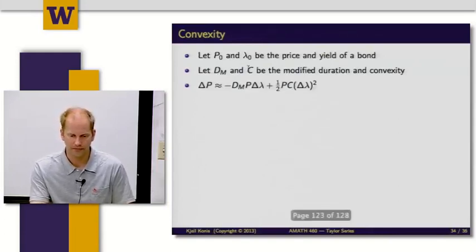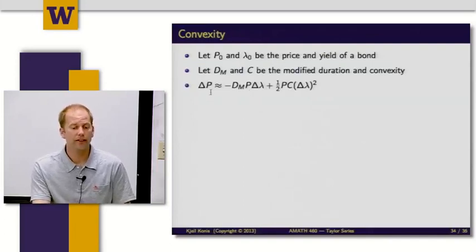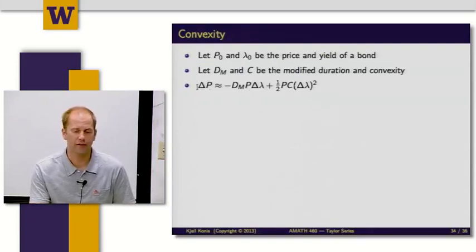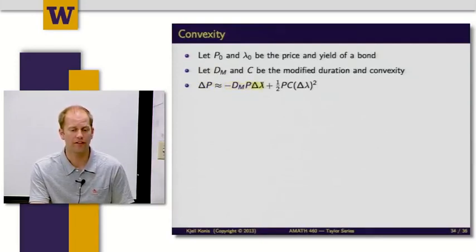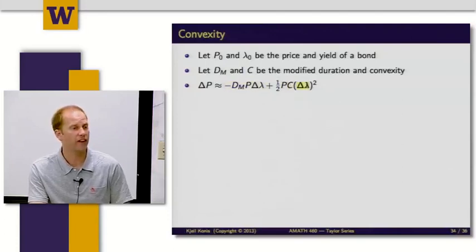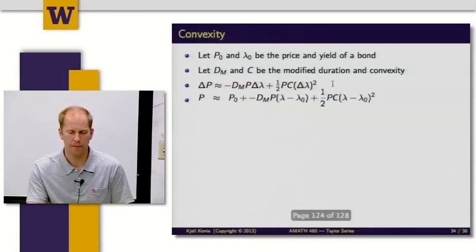Then I have dm, something called the modified duration, and c is the convexity that we calculated on the last slide. And so if you look in the investment science textbook, you'll find that the change in price of the bond is approximately equal to minus the modified duration times the price times the change in the interest rate, plus 1/2 times the price times the convexity times the change in the interest rate squared.